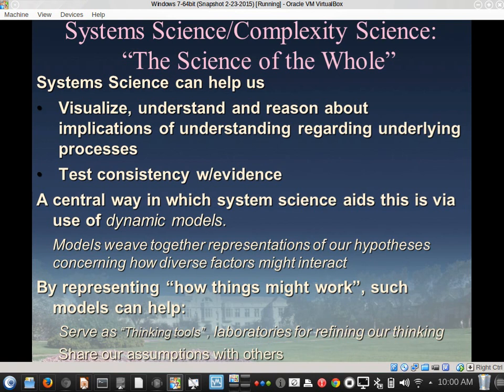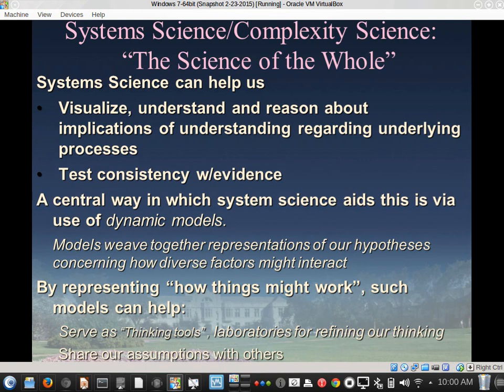And a central way in which we do this is through dynamic models, these simulation models. These models weave together representations of our hypothesis concerning things out there with data from the world and can help us take those together and understand what the implications are in terms of behavior we expect to see and in terms of possible counterfactuals.